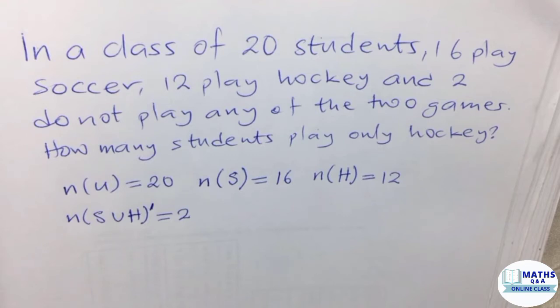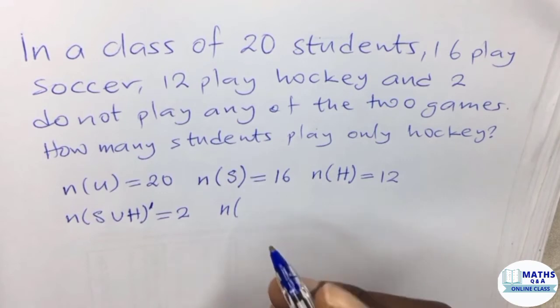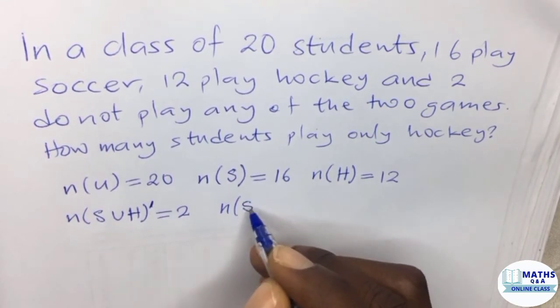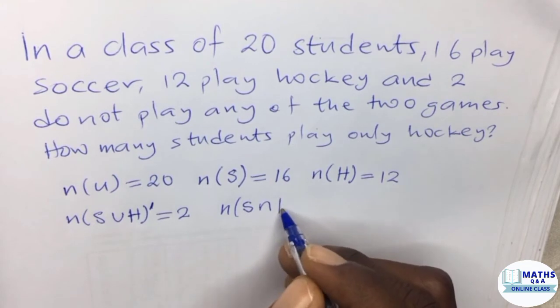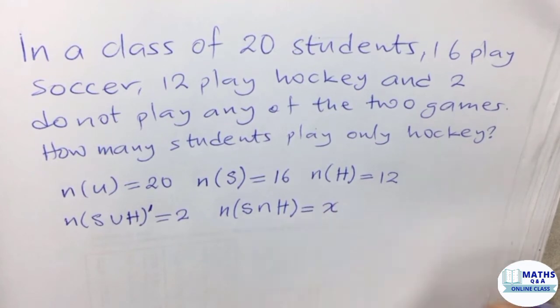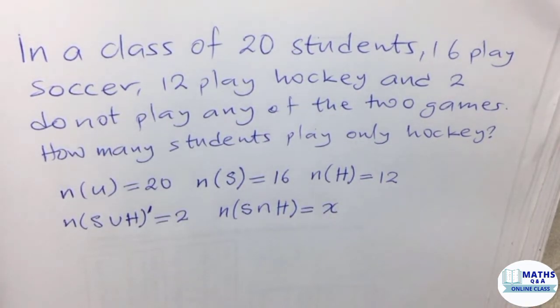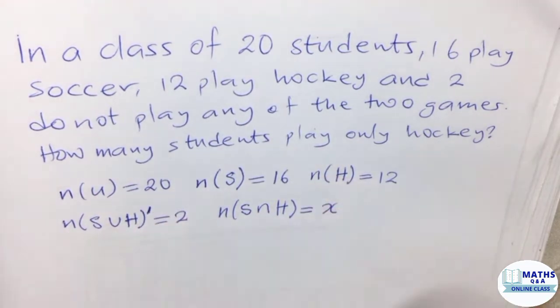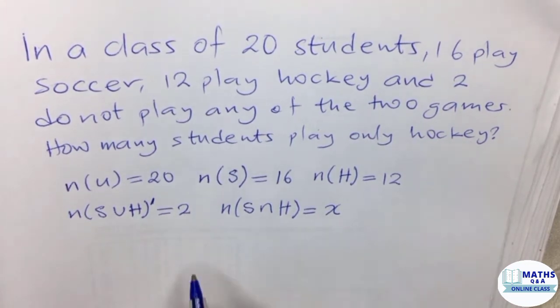Now the next thing that we have to do is we need to find the number of students who took part in all the 2 games, of which we don't know. So we can represent the intersection of students who play soccer and hockey with a variable. So let's pick a variable X to represent that. Now we can represent this information in a Venn diagram. So let's draw our Venn diagram.